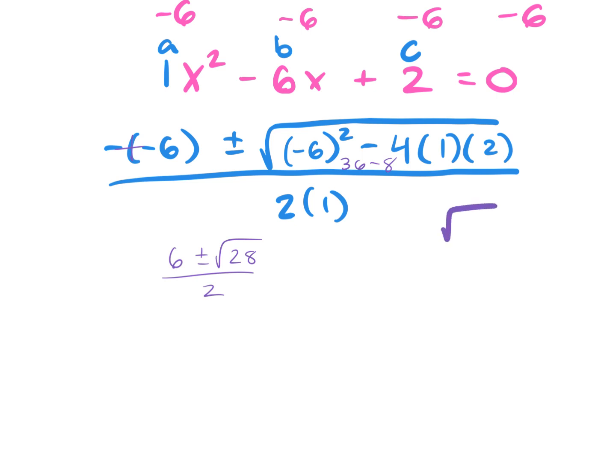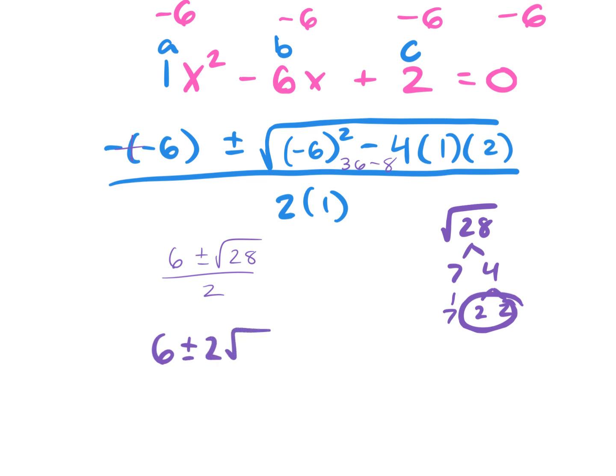What would I do next? Simplify. Let's simplify our square root of 28. What are 2 factors of 28? 7 and 4. 2 factors of 4. So what gets circled? 2 comes to the outside. What stays on the inside? Perfect. So we have 6 plus or minus 2 square root 7 over 2.